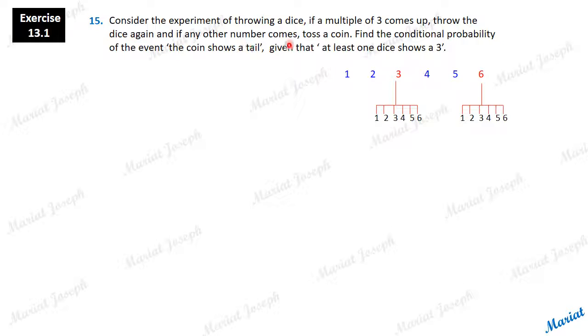If any other number comes, toss a coin. That means in the first stage, if it was 1 that came up, you toss a coin. Coin has either head or tail. So there are 2 outcomes possible in case the first stage resulted in 1, that is 1H, 1T. Same with 2: 2H, 2T. Then 4: 4H, 4T, and 5H, 5T. So these are the sample space elements. All possible outcomes are displayed here.